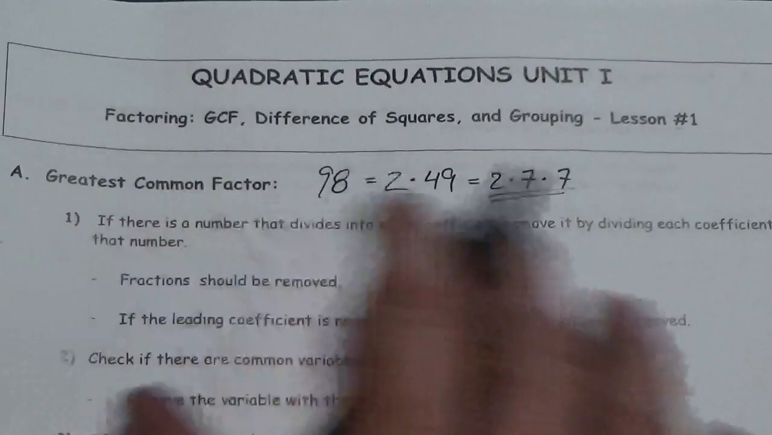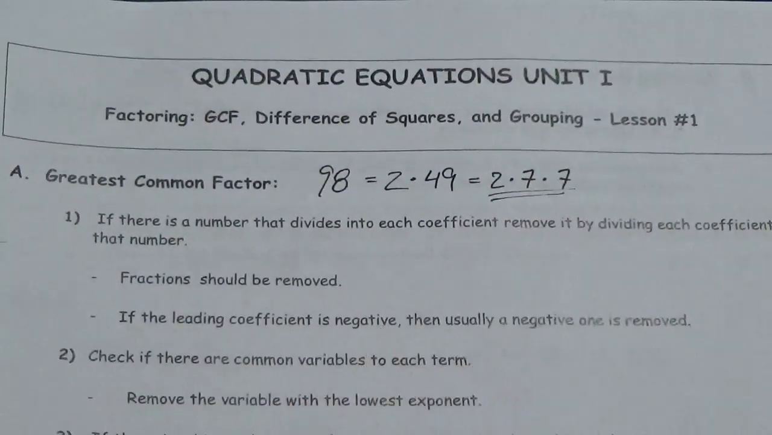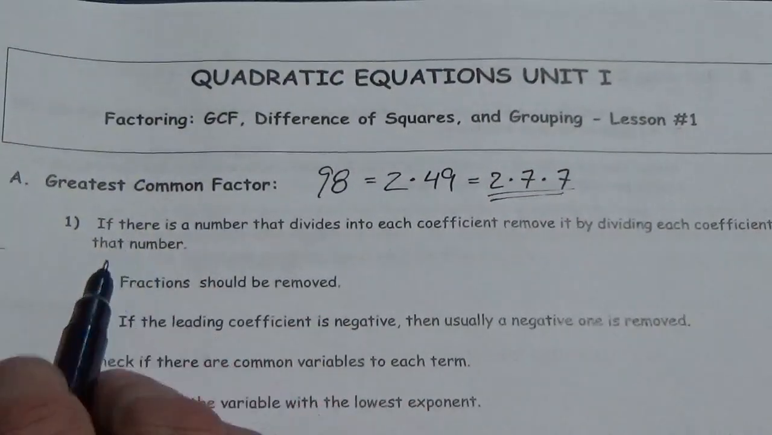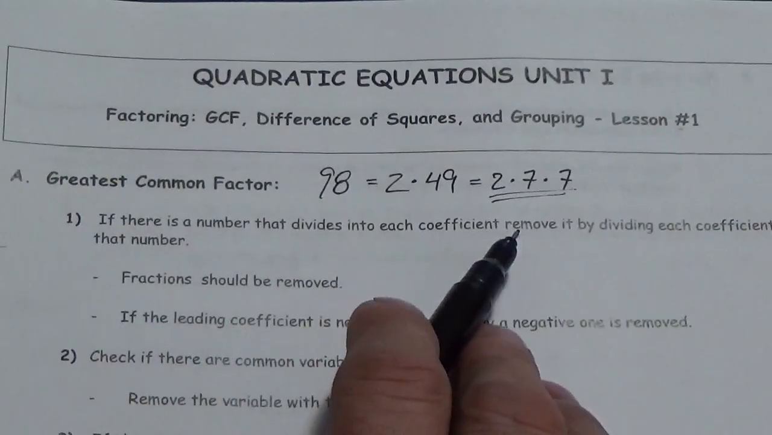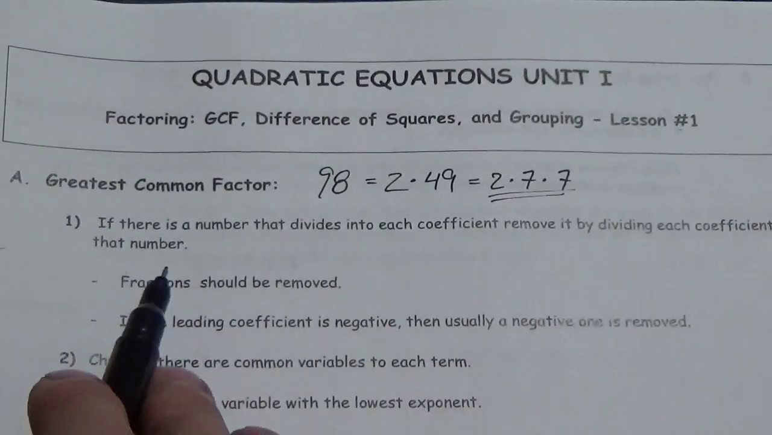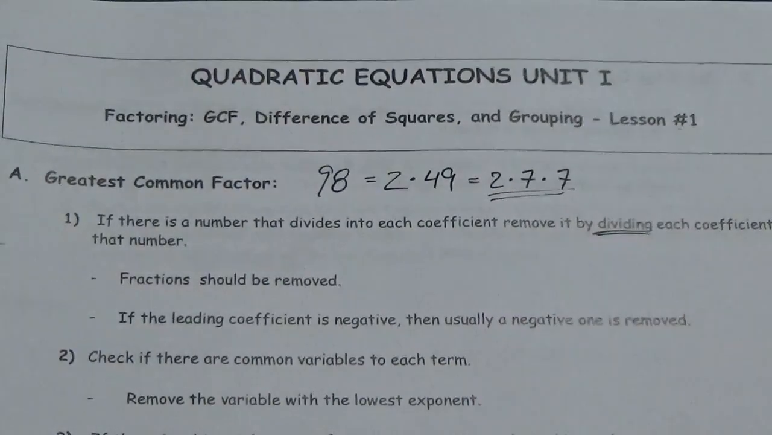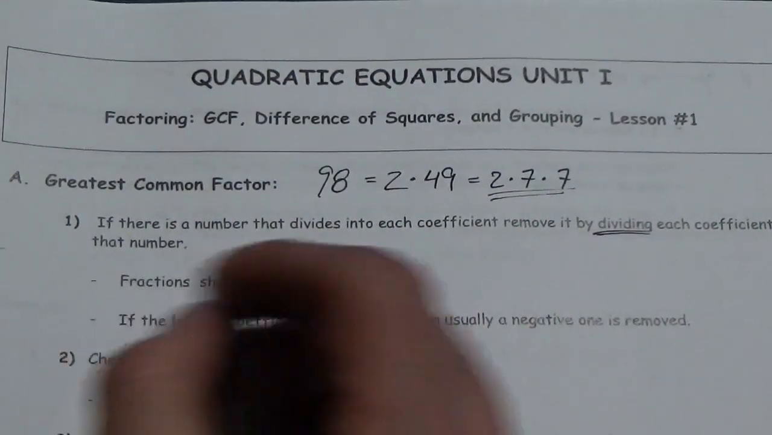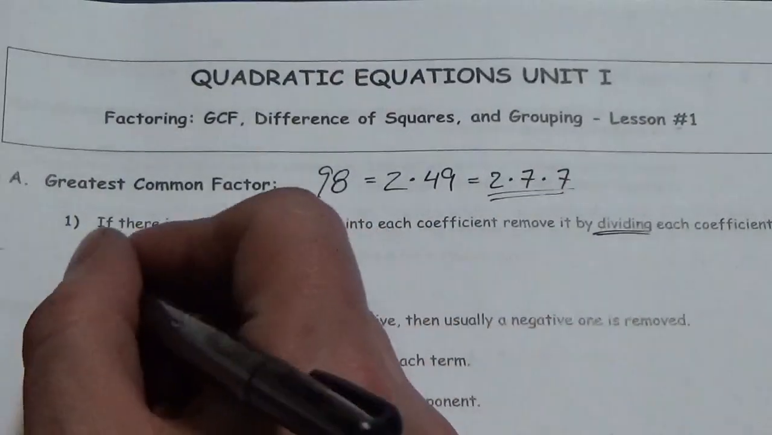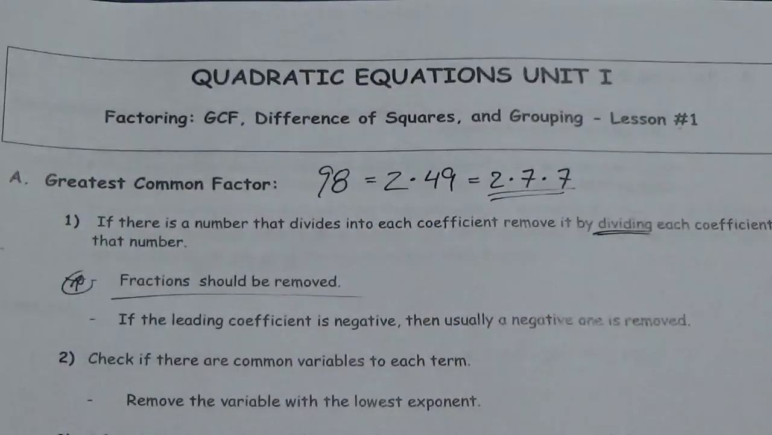Anyway, and so let's talk about common factoring here. So if there's a number that divides into each coefficient, remove it by dividing each coefficient by that number. So again, we're talking about that division there. We divide it out to see what it is that we're looking at, but then we write it as they're being multiplied together. Okay, fractions should be removed. That's a really important point.